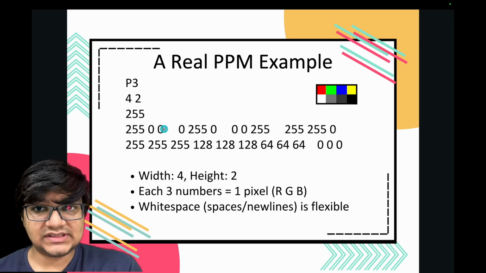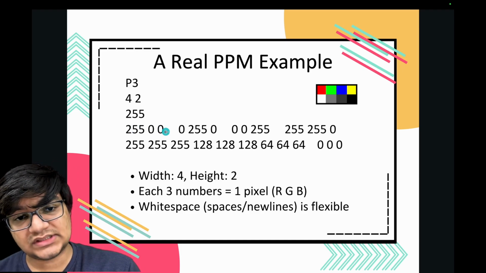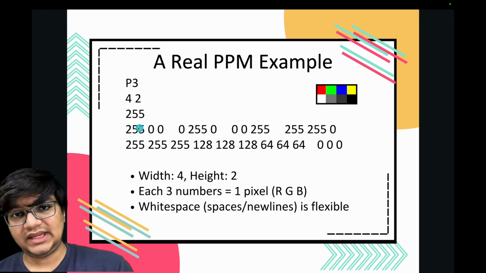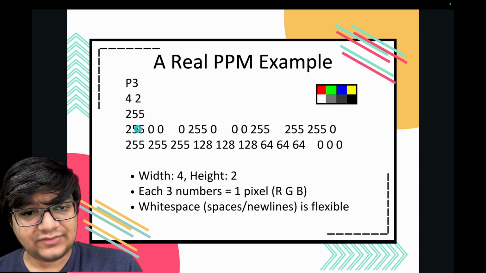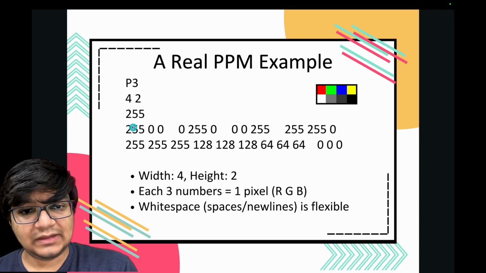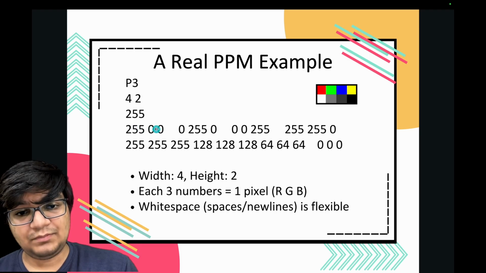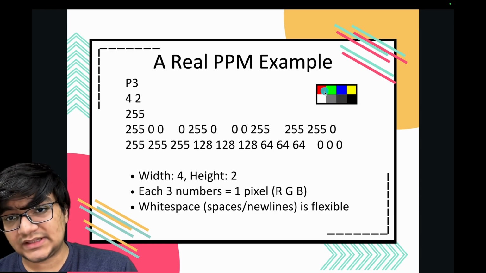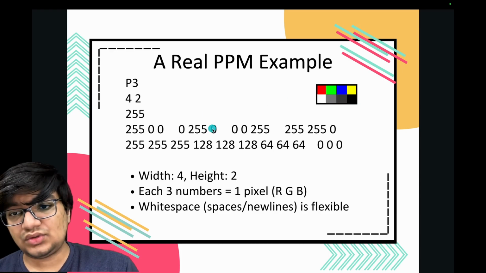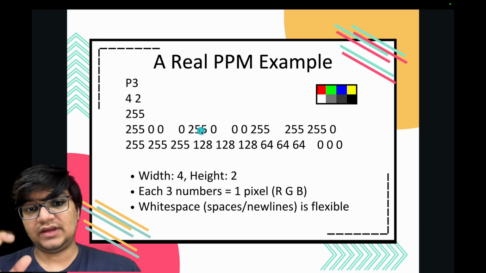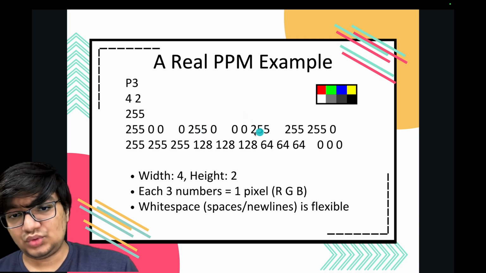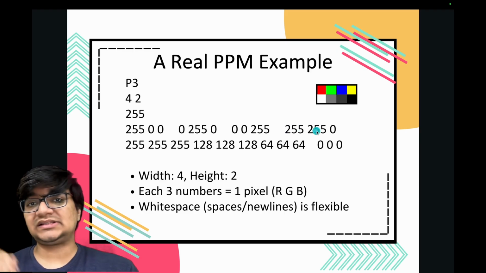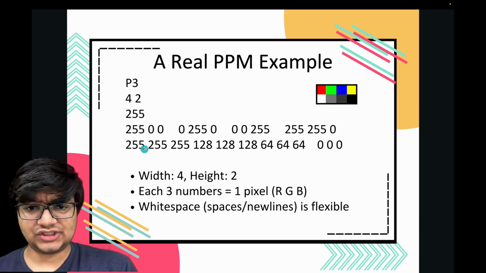255 0 0. What is this? These are RGB values. R means red, G means green, B means blue. So if I keep R as 255, G as 0, and B as 0, it will be a pure red pixel, as you can see here. This is a full red pixel. 0 255 0 is green because the green value is maximum. For blue, we have this maximum. When we have red and green both as maximum, we will get a yellow color pixel and so on, right?